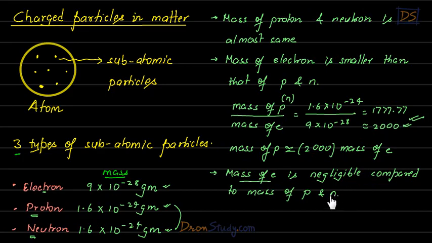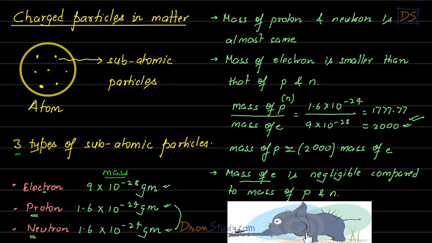Let me give you an example to explain you better. Look at this photograph, students. What do you see? This is an elephant and this is an ant, right, students? Now, see, mass of ant is much smaller compared to the mass of elephant, isn't it, students? So we can say that the mass of ant is negligible. Right, students? So in a similar manner, because mass of electron is much smaller than mass of proton, we are saying that mass of electron is negligible. You understand?